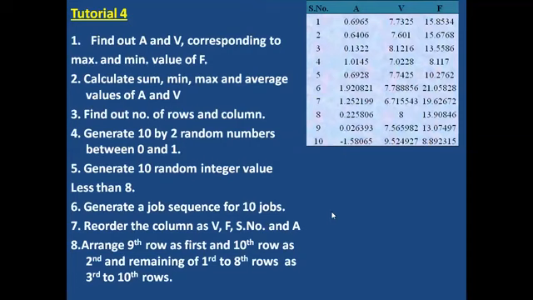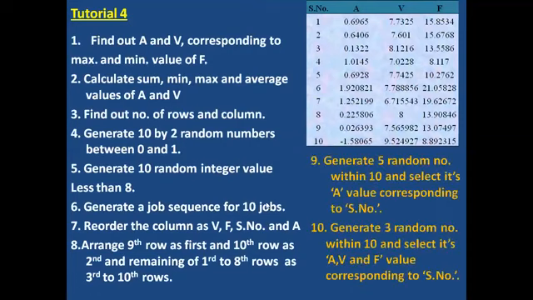So this is a tutorial that we want to work out. In this tutorial we have got 10 exercises. In the first exercise, you have to find out the A and B values corresponding to the maximum and minimum value of f. This is the data given. Corresponding to the maximum value of f, I want to read what the A value and B value are. Corresponding to the minimum value of f, I want to read what the A value and B value are. That is the first exercise.